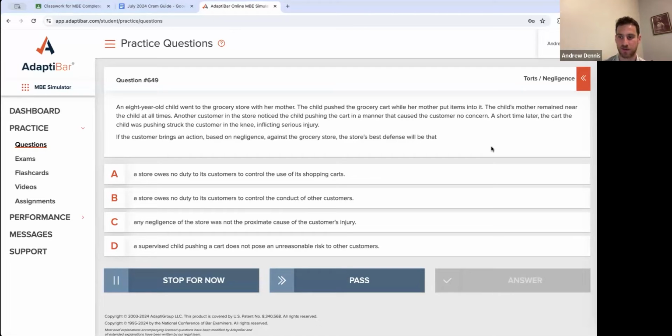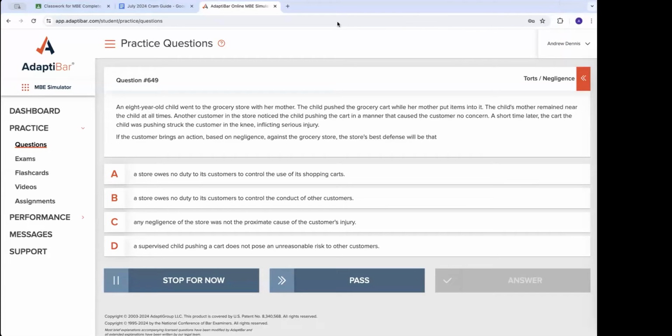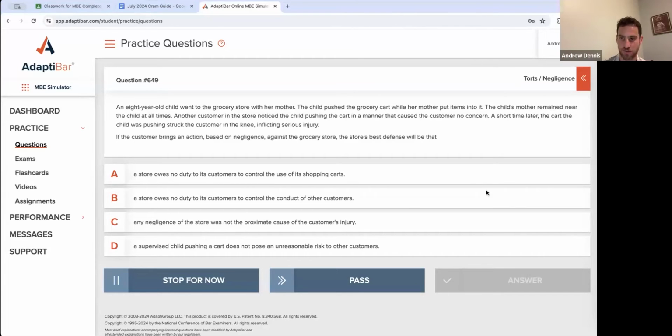Does anyone out there have an 8-year-old child? Granddaughter. 8-year-old granddaughter. I am an 8-year-old child, if that helps. I've kind of learned that. 9-year-old nephew. It's all right. 8-year-old child is good.